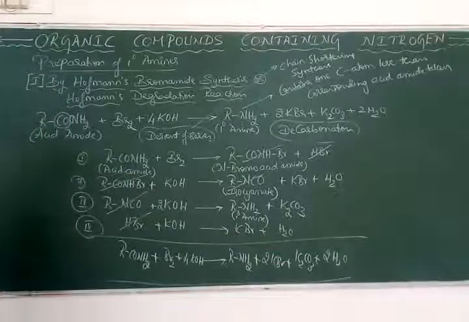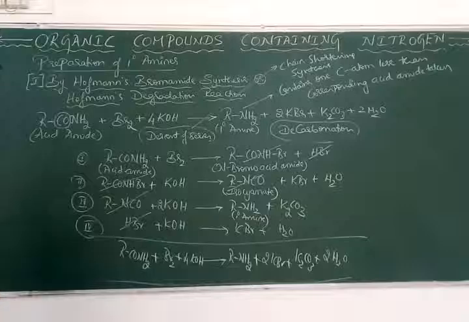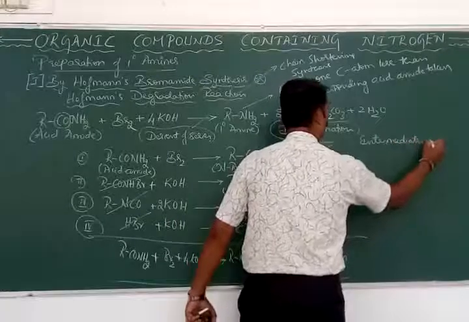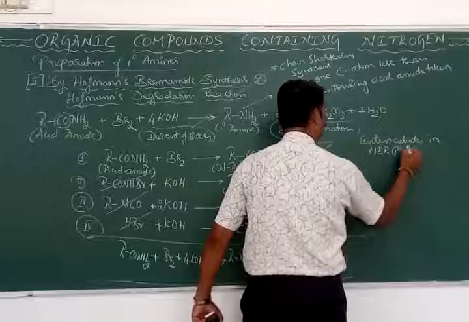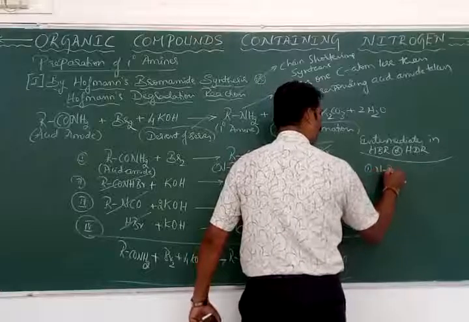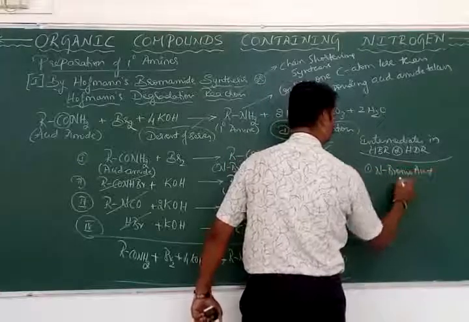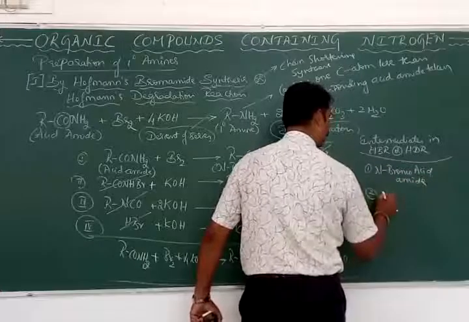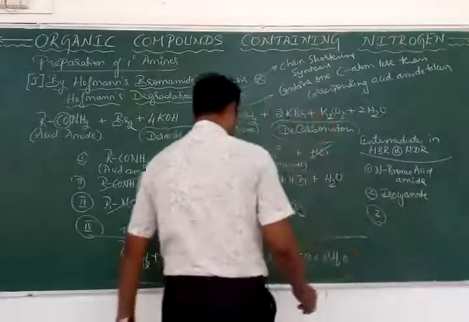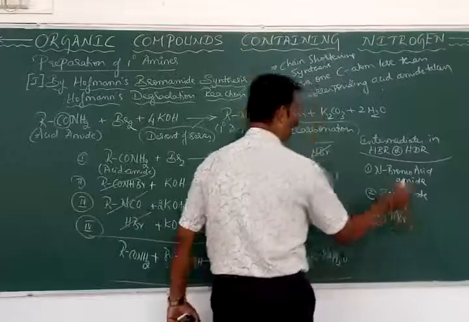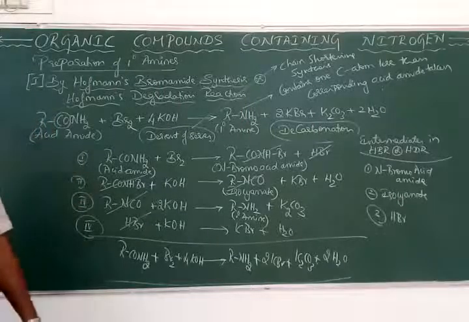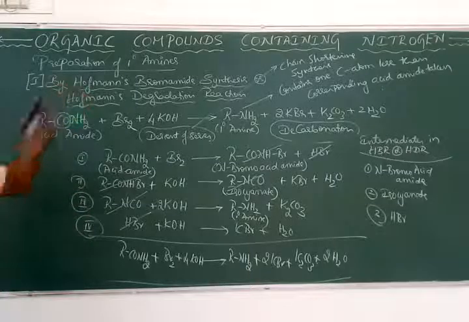Therefore, what are the intermediates here? The intermediates during the Hoffman's degradation reaction are which ones? Intermediates of Hoffman's bromamide reaction, the Hoffman's degradation synthesis reaction, are: the first one is N-bromo acid amide. The second one is alkyl or aryl isocyanate. The third one is hydrogen bromide, HBr. So these are the three different intermediates formed during which reaction? Hoffman's degradation reaction, which is also called the Hoffman's bromamide synthesis.